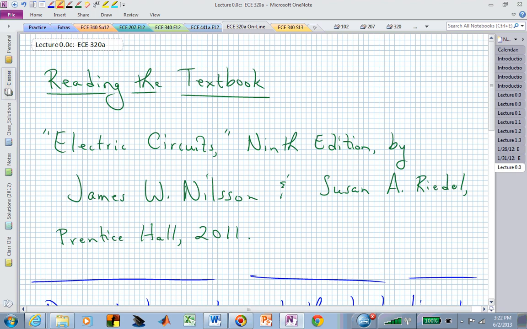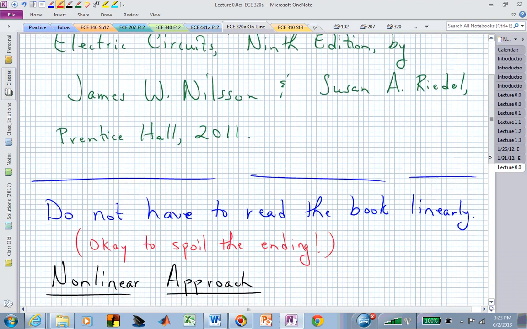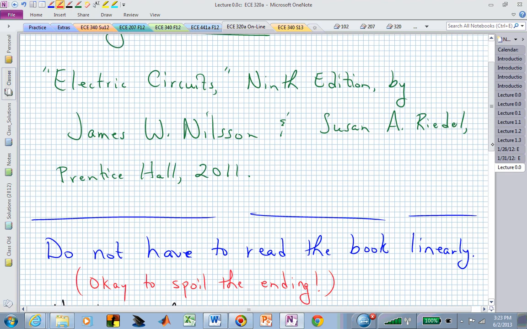This little segment I'm entitling Reading the Textbook. You probably may not need help or hints on reading the textbook, but since this is an online class, I wanted to give you as many helpful tips and techniques as possible. The textbook that we're using is Electric Circuits by Nilsson and Riedel. We also have the Mastering Engineering website available to us.